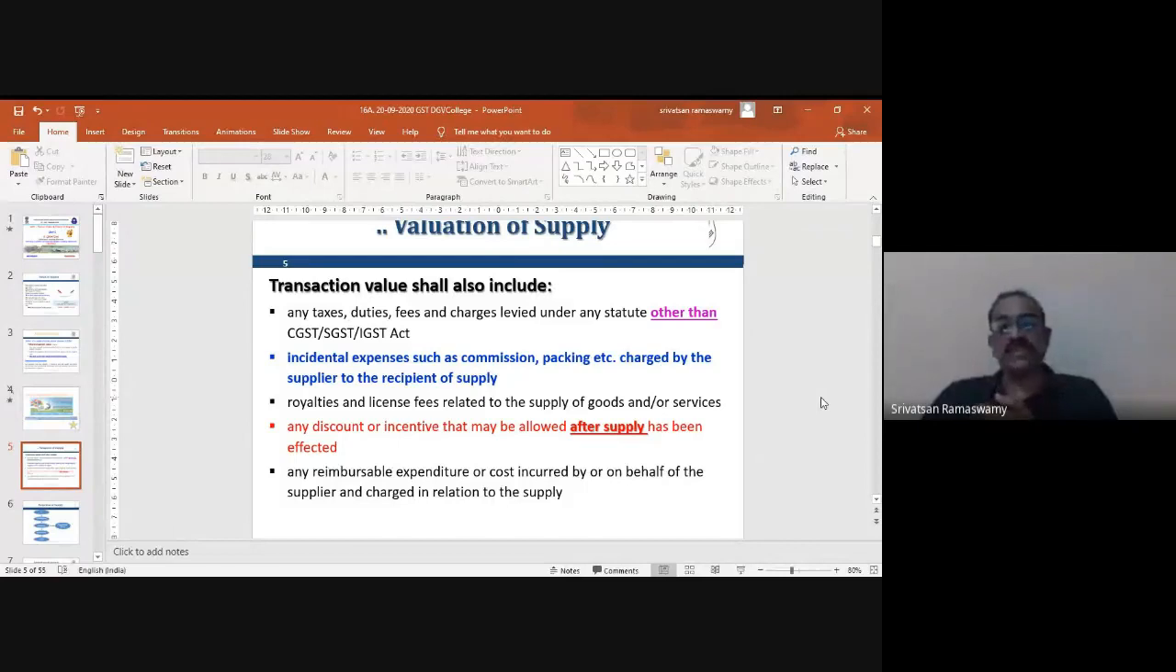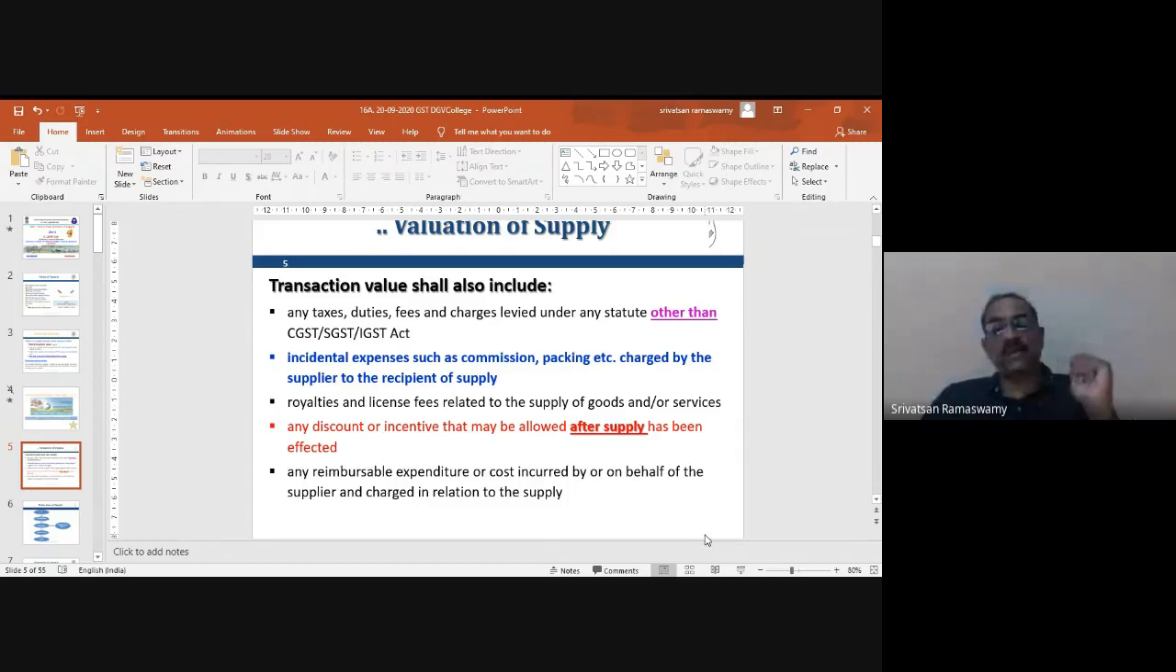So this is the understanding between me and the authorized dealer. Whatever is the expenditure incurred by him on behalf of me for advertisement will also form part of the transaction value. So this is precisely what any reimbursable expenditure or cost incurred by or on behalf of the supplier means. So this also should form part of the transaction value. He cannot say that because the expenditure has been incurred by the dealer and not by the supplier per se directly, it should not form part of the transaction value. It shall form part of the transaction value, right?